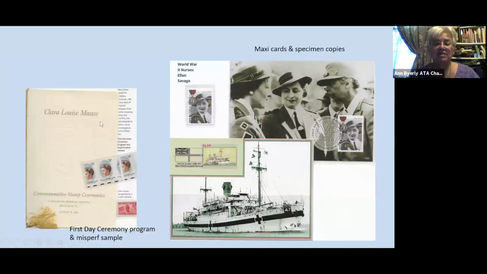First day issues. Here's the first day issue program for the Clara Maass. And then this one is in Australia. This is Ellen Savage. This is one of the first Australian hospital ships. It was sunk because it was early and wasn't recognized as a hospital ship, I guess, from the air, or the treaty wasn't signed not to bomb them. She was the only nurse that survived the sinking of the ship. And this is Eleanor Roosevelt in this maxi card, presenting her with a certificate of thank you.